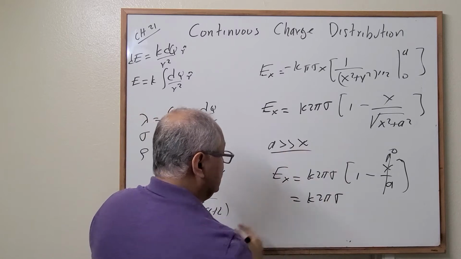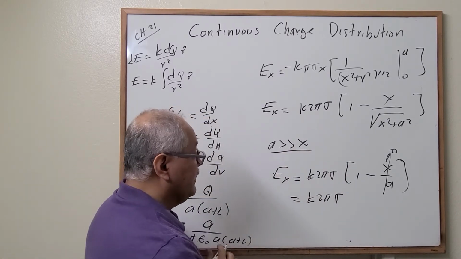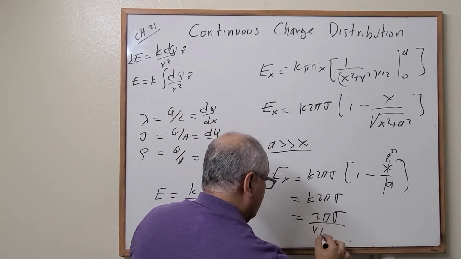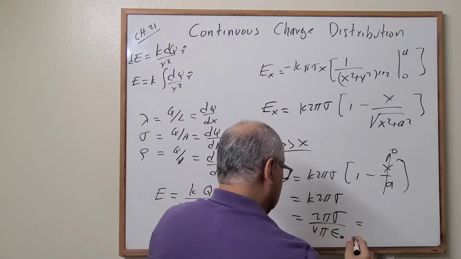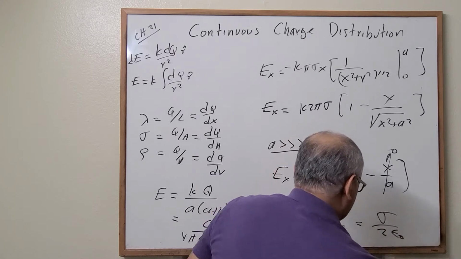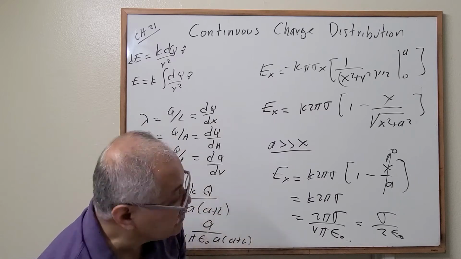When we use this condition, perfect. And then, well, we can use k, remember, is equal to 1 over 4 pi epsilon naught. And so this is equal to sigma over 2 epsilon naught. Correct?